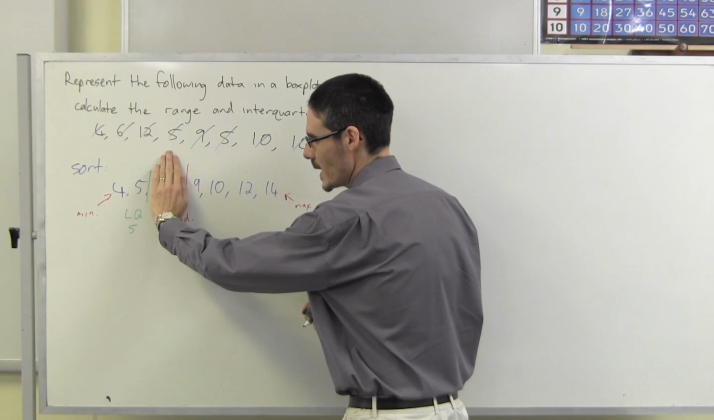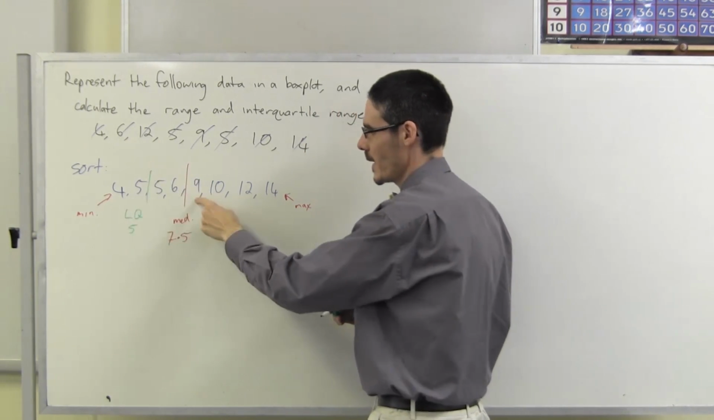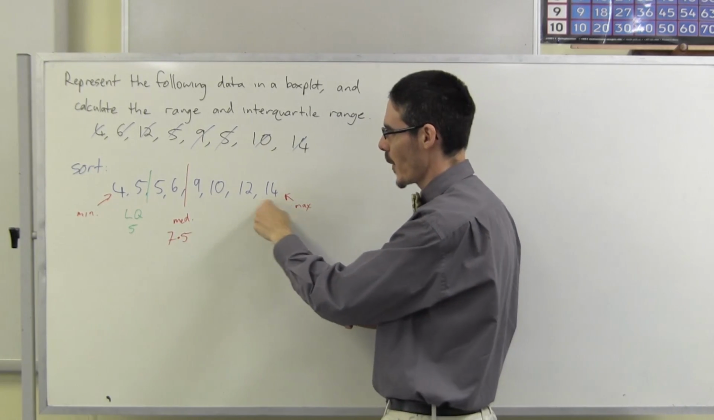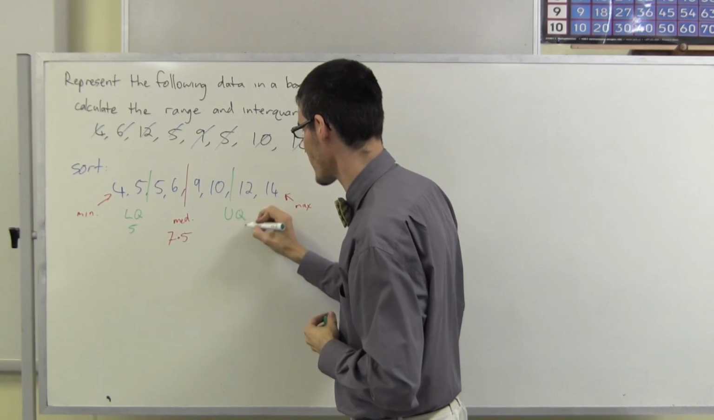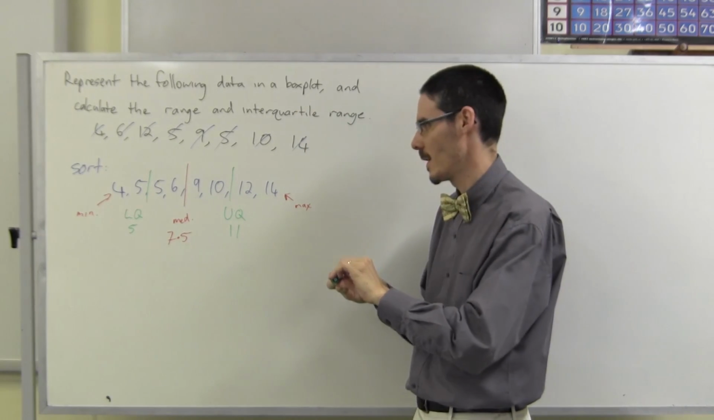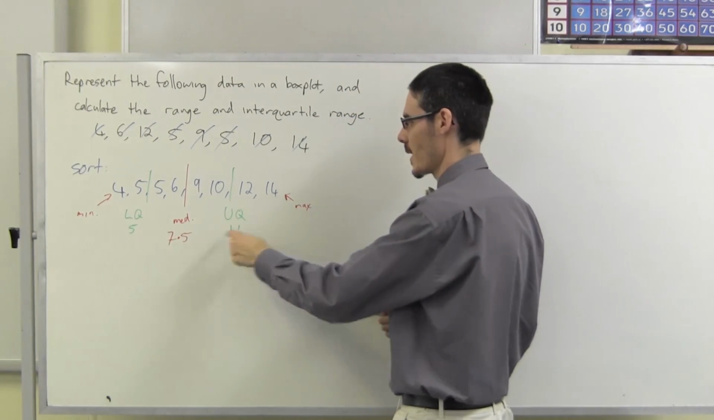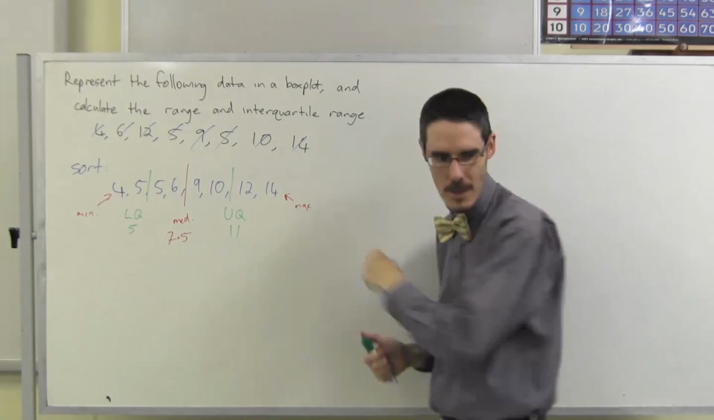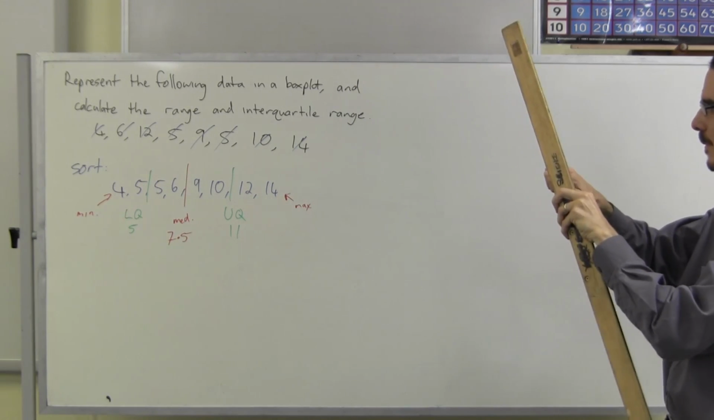Again, the median is not in the split set of scores. So the upper half here, the upper quartile is halfway here. That makes it halfway from 10 to 12, which is 11. I've got my 5 number summary. 4, 5, 7.5, 11, 14. So let's draw my box and whisker plot.